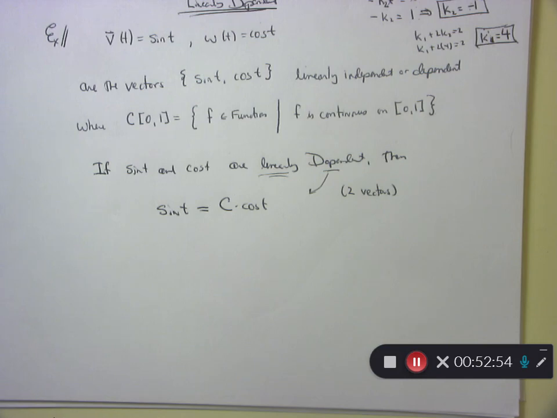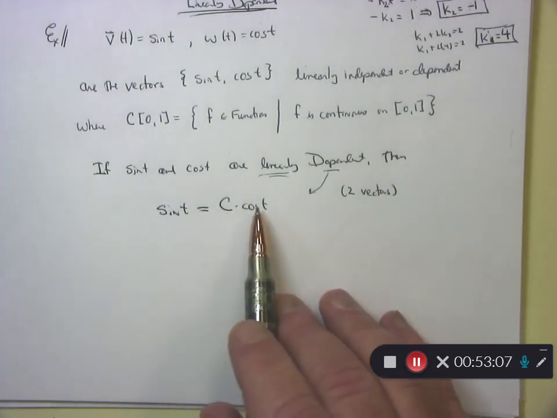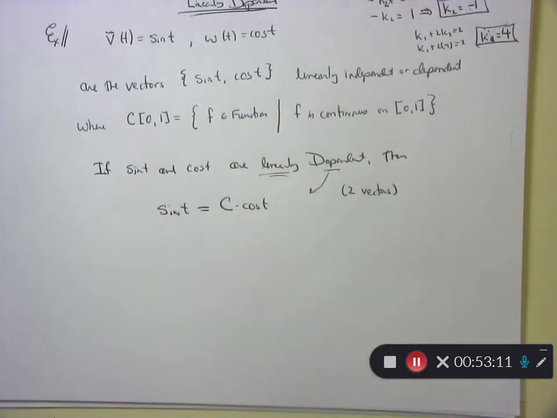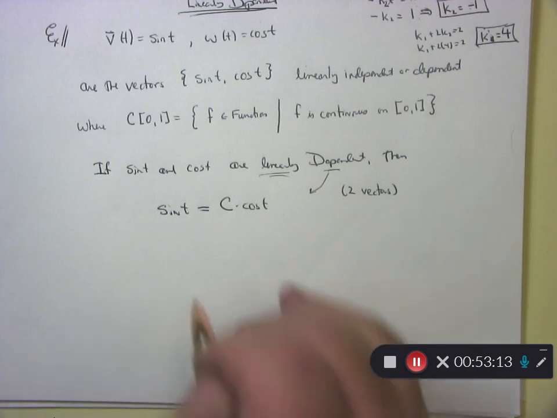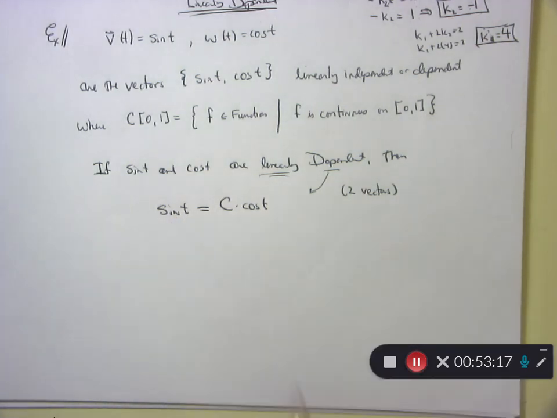Now, granted, I could do a horizontal shift of the cosine graph to get the sine graph by 90 degrees or pi halves for you radian fans and stuff like that. But is there any constant c out there that I can multiply times the cosine function to actually turn it into the sine function? Can you turn a cosine function into a sine function? You can. How can you do it?